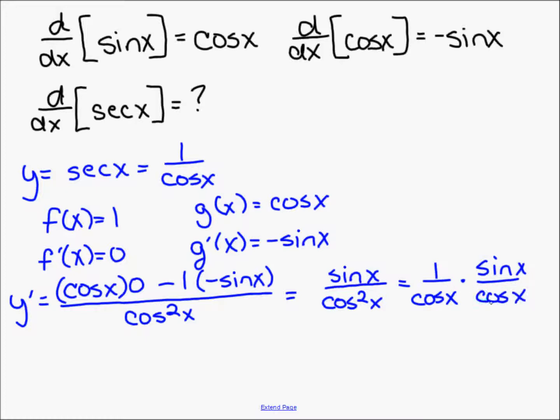Notice if I were to multiply these two together, I'd get back here. So cosine times cosine is cosine squared x. 1 times sine is sine x. Now with what I have, I'm going to use my identities. 1 over cosine x is secant x. And sine x over cosine x is tan x.